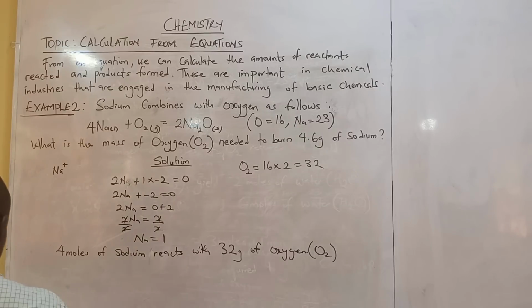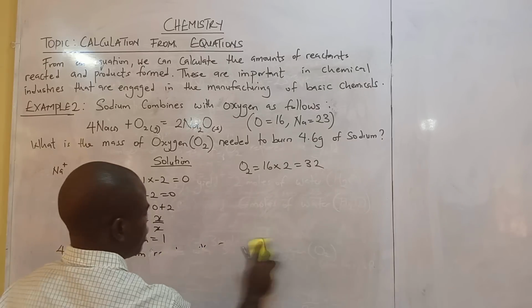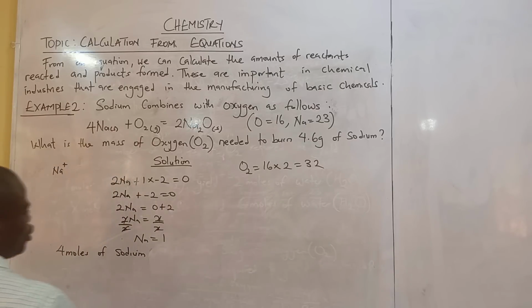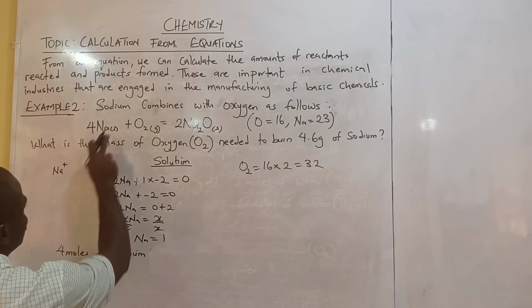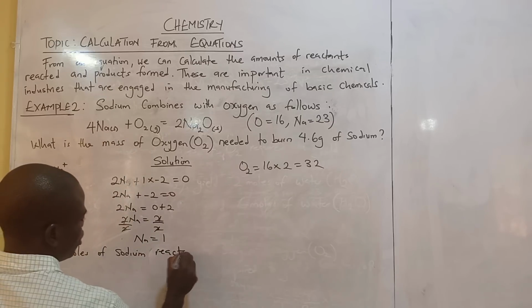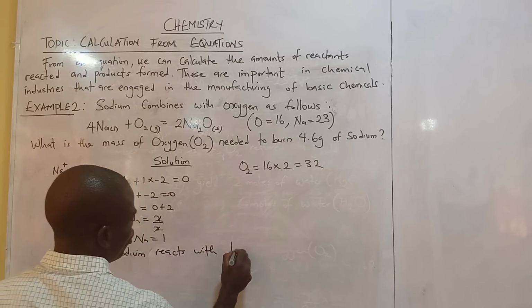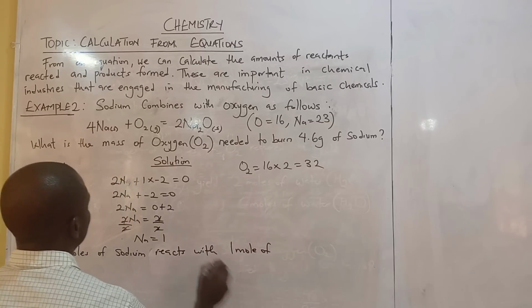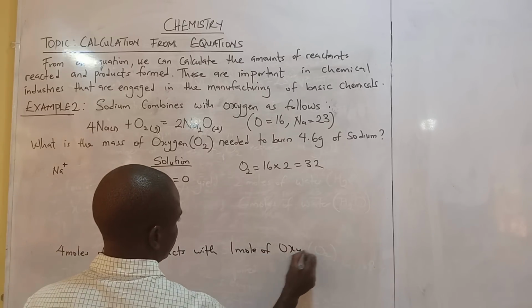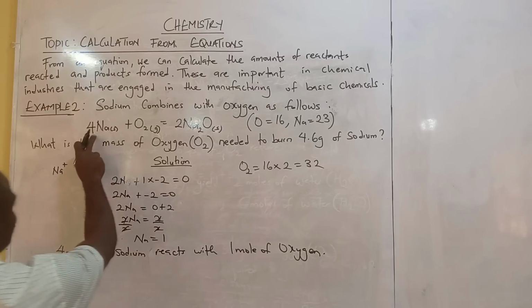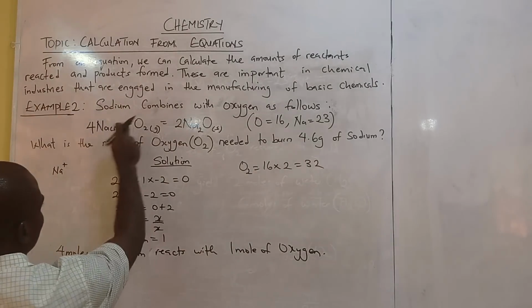Now, let's say 4 moles of sodium, and let's get the moles of reaction. Let's write it like this: 4 moles of sodium reacts with 1 mole of oxygen. Is that okay? 4 moles of sodium react with 1 mole. You can see 4:1.